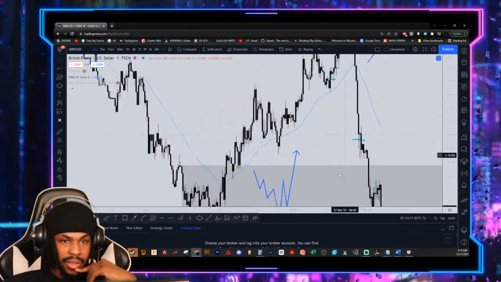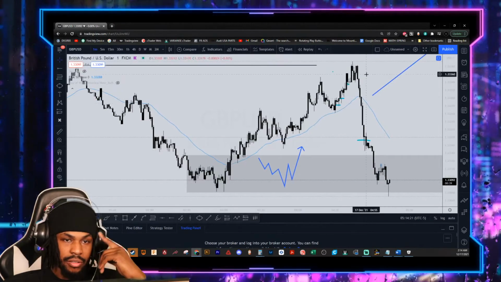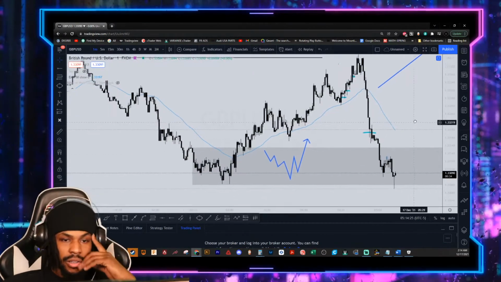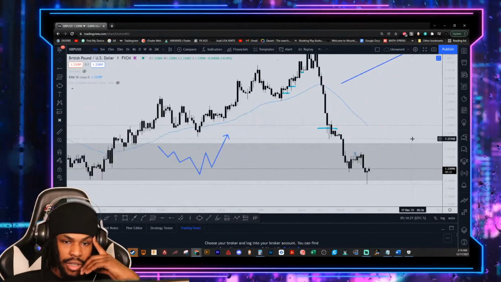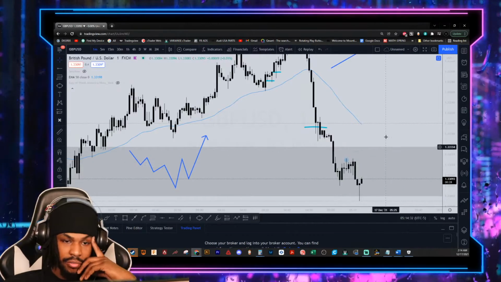Or it could still be enticing buyers to get into the market, because believe it or not, people are trying to buy this as it's falling like this. And I was one of those people. I used to do that, but now I'm trying to wait for those confirmations. It's definitely worth it trying to wait for confirmations.